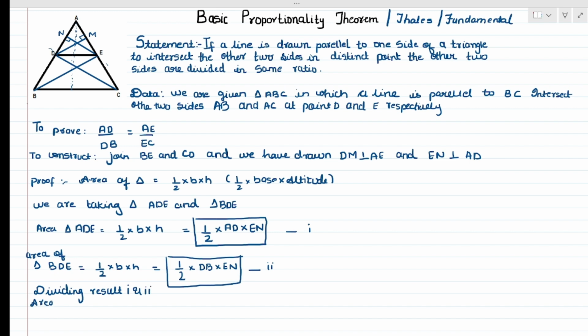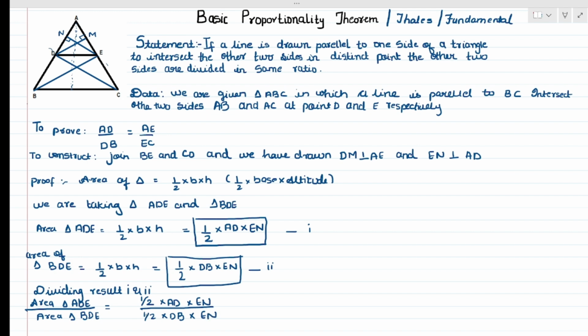So, our result 1 is area of triangle ADE upon area of triangle, which triangle? It's BDE. Okay, now write its result. What is its result? Half into AD into EN. And the other one is half into DB into EN.